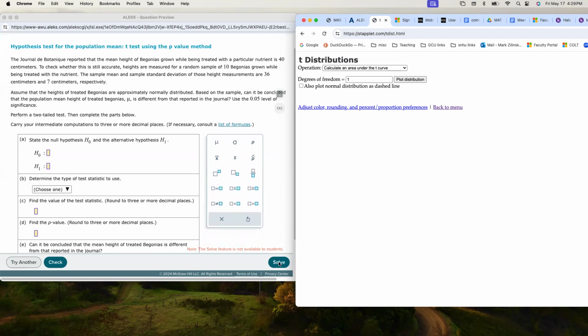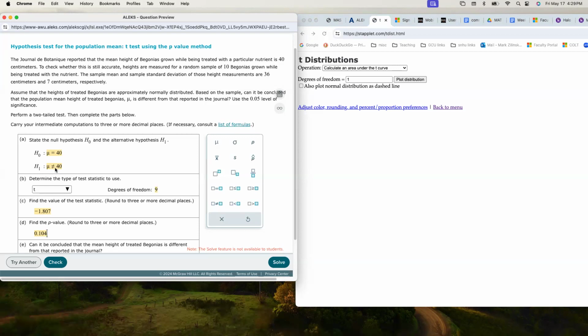And the bottom line, I'm going to cheat here again, is that I'm going to use the solve button here so you don't have to painfully watch me type all that stuff in. Okay. So now we have here that they tell us the mean height is 40, and to detect whether this is still accurate, heights are measured. We've got another sample of 10 here, and we find that the sample standard deviation of those heights is 36, okay?